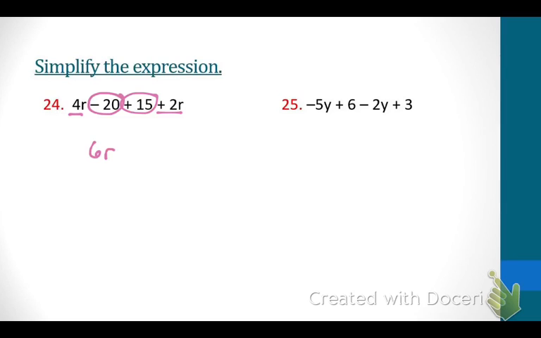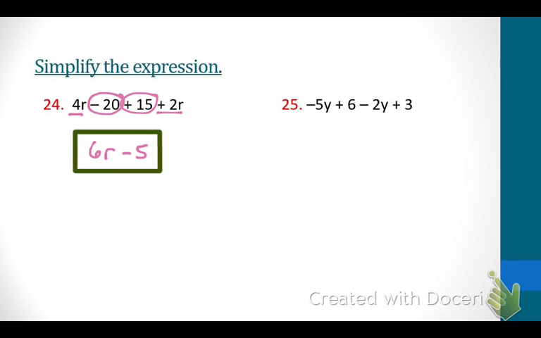6R. What's negative 20 plus 15? Negative 5. On the midterm review sheet, I saw a lot of people who then told me the answer was 1R. Is that correct? No. Why not? You cannot add 6R and negative 5 because they're not in the same family. Those are not considered like terms, so we cannot do that.